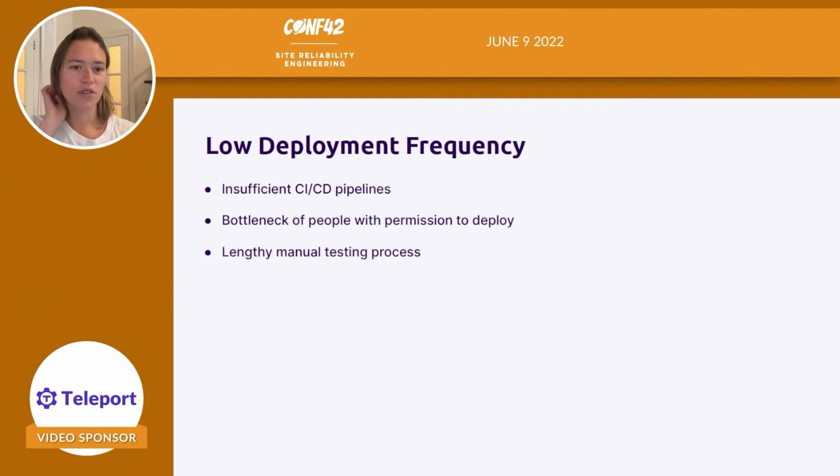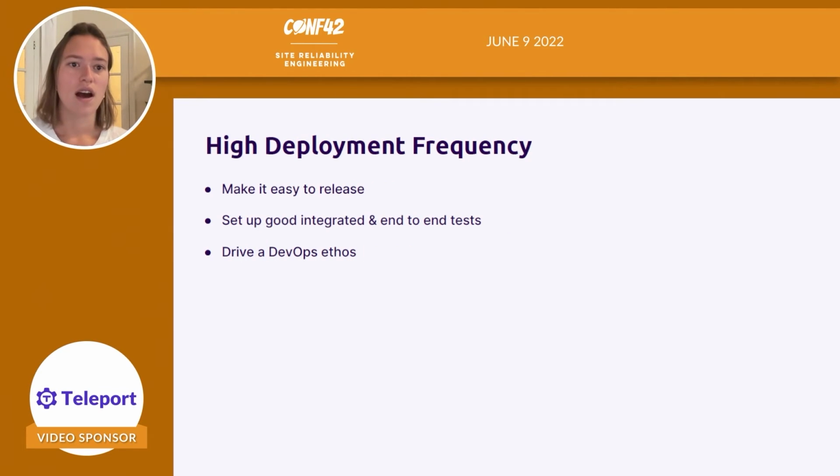So again, low deployment frequency can be the result of having insufficient CI/CD pipelines. It can be that people are bottlenecked. So if you only have, say, 3 engineers who know how to deploy to production, you're taking up their time. They might not be around. They might be on vacation. That can mean that you're deploying less often. And then if you have a lengthy manual testing process, that's also going to mean that you deploy less frequently because it's going to be taking up your engineers' time.